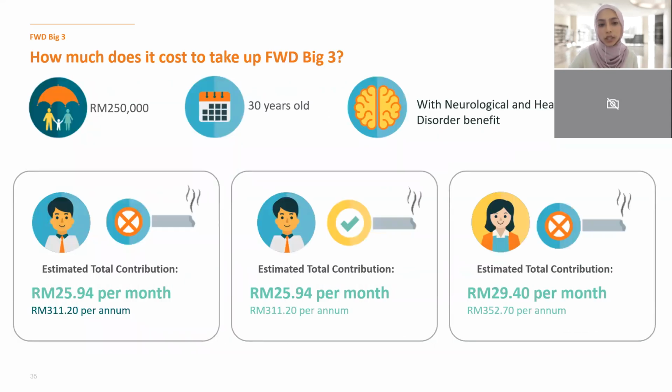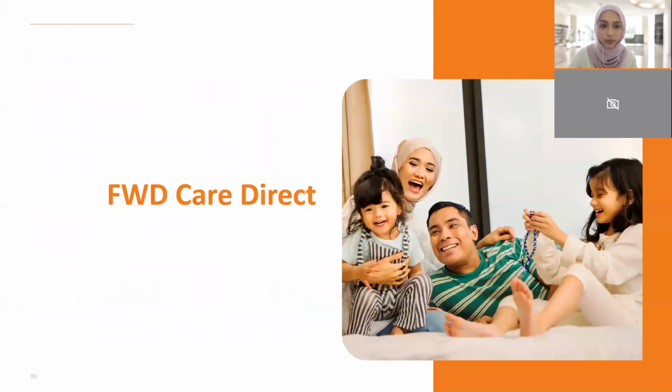Okay, so how much does it cost to take up Big Three? You can go as low as 10 ringgit 27 cents a month, but assuming you take maximum coverage, which is 250,000, for the maximum number of years, 30 years. Oh, sorry, this is if you are 30 years old, and you're taking it with the neurological and heart disorder benefit. The estimated price for a non-smoking male and a smoking male would be about 25 ringgit 94 cents, and it's slightly more expensive for a female, about 29 ringgit 40 cents.